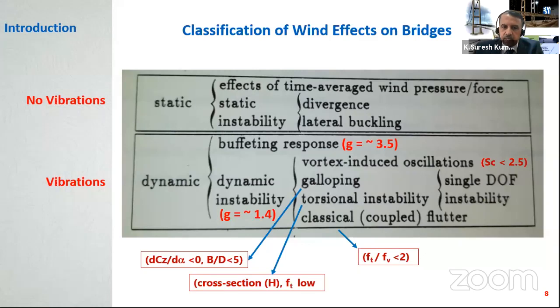When you look at dynamic instability, there are a number of items: vortex-induced oscillations, galloping, torsional instability, and classical coupled flutter. VIO, vortex-induced oscillations, we'll be talking about again and again, where the mass damping parameter is very crucial. Typically the amplitudes get higher when your mass damping parameter, that is the Scruton number, is less than about 2.5. VIO in general is not really an instability. The problem is that at a particular velocity you can get huge deflections, and then you can have fatigue issues and comfort issues. But the other three, galloping, torsional instability, and classical flutter, are instabilities.